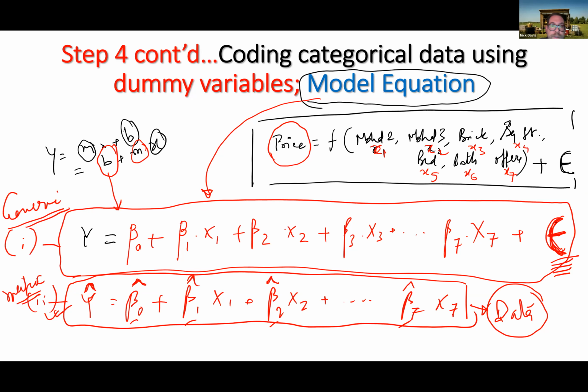So, Dr. B, is our model equation, are we writing out the generic and the specific? We will write it in two different parts. The generic is written when you design the conceptual model. The specific one is written when you actually do the regression.